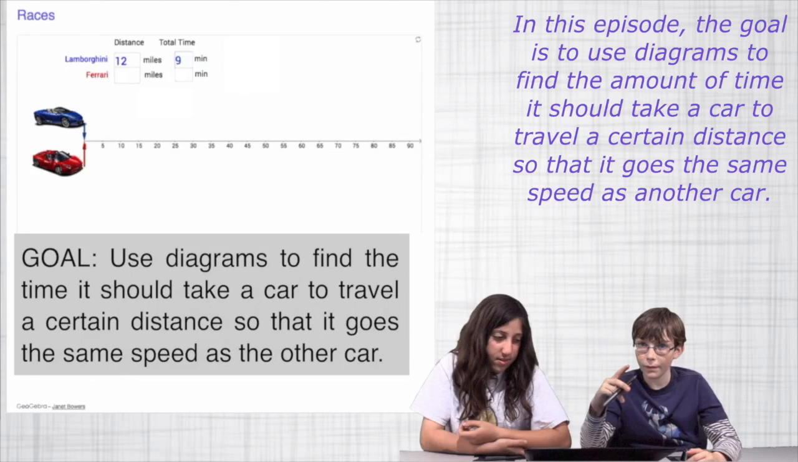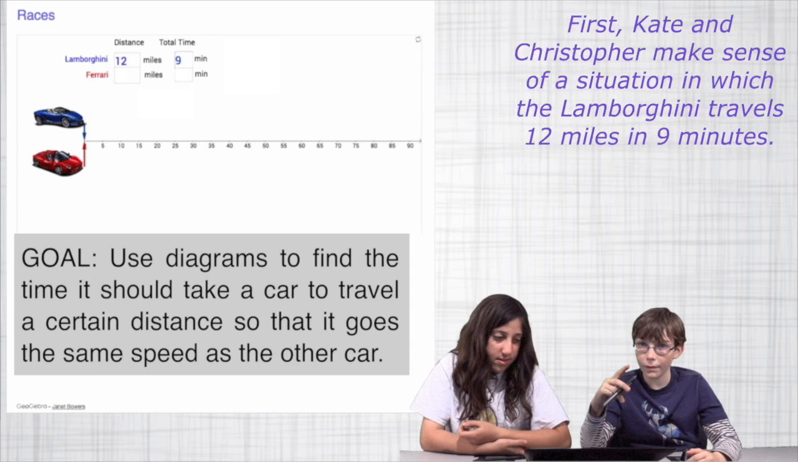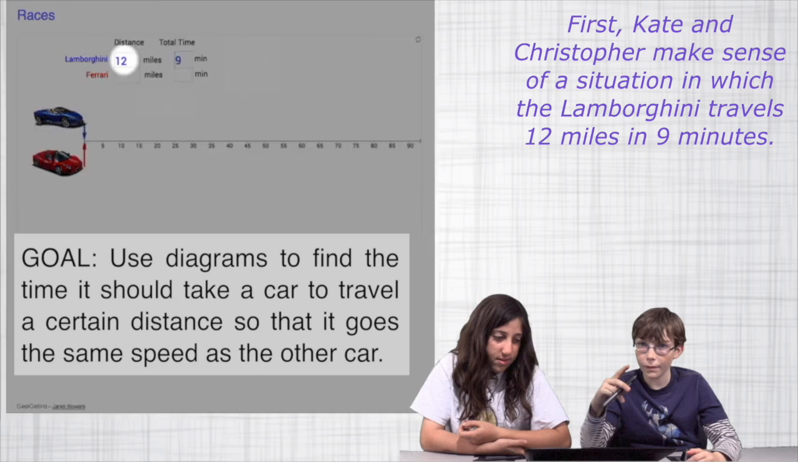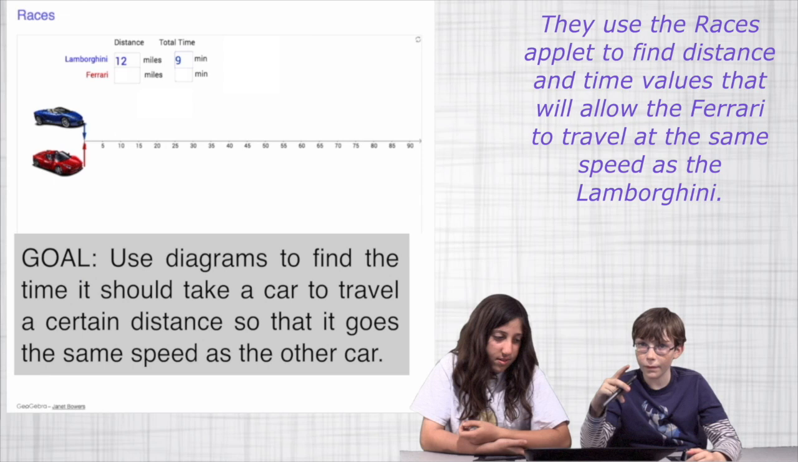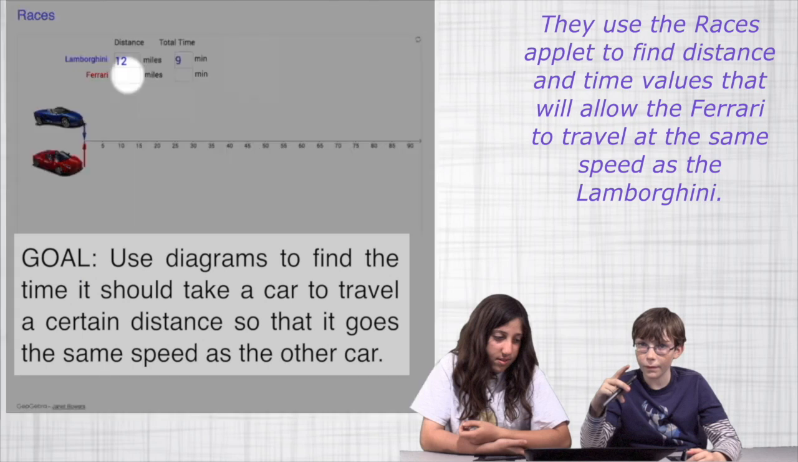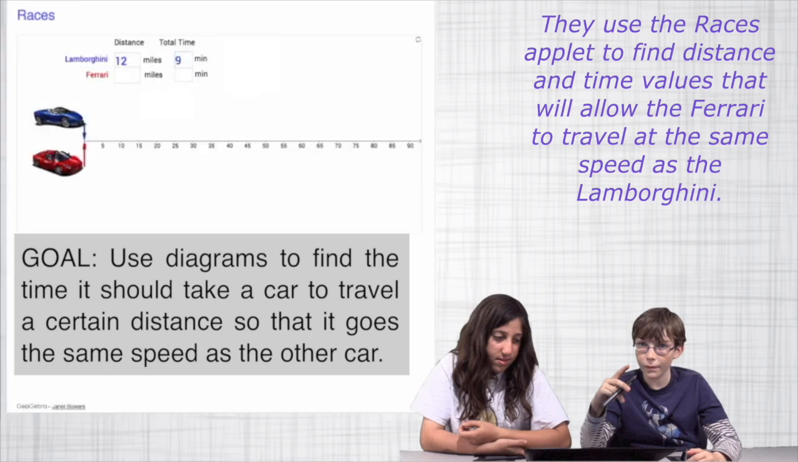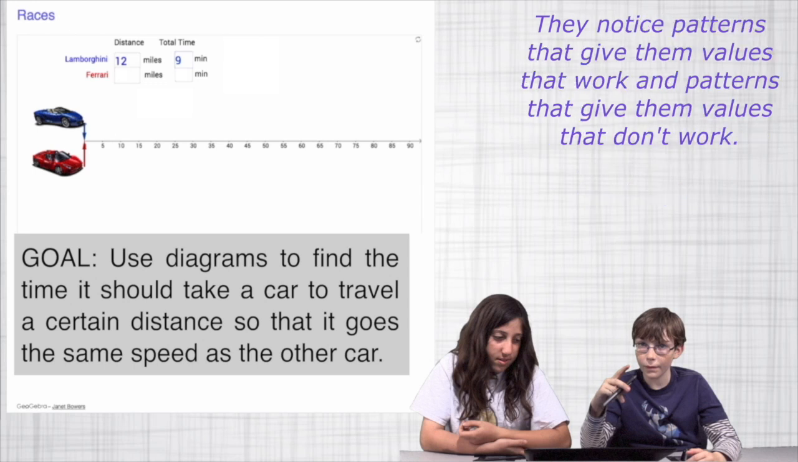In this lesson, the goal is to use diagrams to find the amount of time it should take a car to travel a certain distance so that it goes the same speed as another car. First, Kate and Christopher make sense of a situation in which the Lamborghini travels 12 miles in 9 minutes. They use the races applet to find distance and time values that will allow the Ferrari to travel at the same speed as the Lamborghini. They notice patterns that give them values that work and patterns that give them values that don't work.